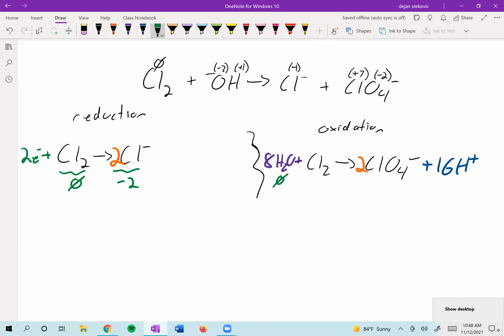Here we have this water, which is 0. This chlorine is 0. This perchlorate is a -2 because we have 2 of them. And then we have +16 for a total of +14. To make it equal to this side, which is 0, we need to add 14 electrons.